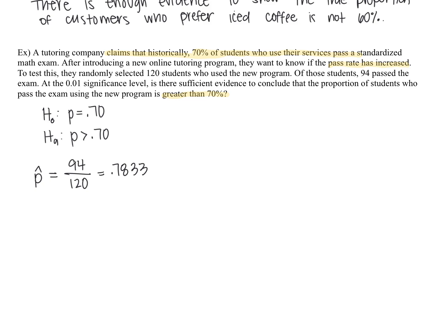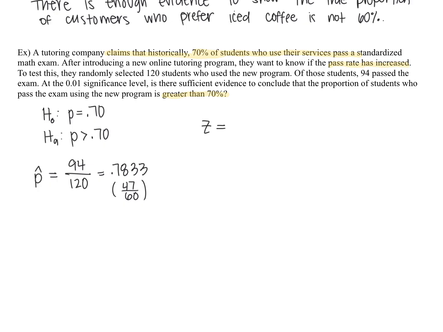You can also leave your p-hat, when it's not an exact decimal, as a fraction if you want to calculate your test statistic a little bit more accurately. So as a fraction, 94 over 120 is 47 over 60. So you can always use that fraction when calculating your test statistic if you want to get the most accurate test statistic that you can. And I'm going to calculate both so you can see what they are for this next one.